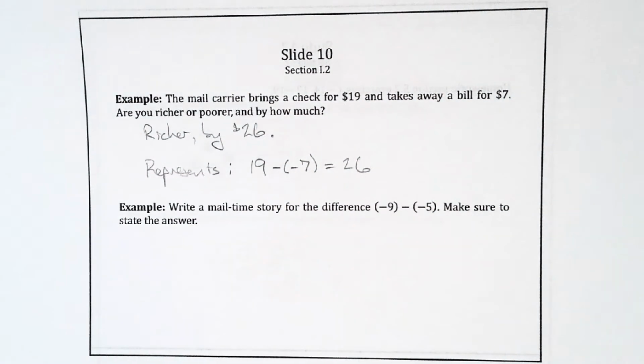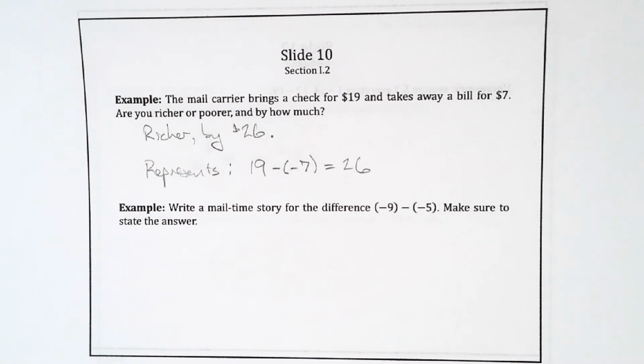Okay, and you know, it's the same result as if we had done 19 plus 7. Same answer, but the story would be different, right? So it's really important when you write these on your own that the story match what's happening, or what's supposed to be happening. If there's subtraction involved, then your story needs to have something being taken away. So for example, let's write a mail time story for the difference, negative 9 minus negative 5. Be sure to state the answer. Okay, I could rewrite the problem as negative 9 plus 5, but that wouldn't be what I'm supposed to illustrate.